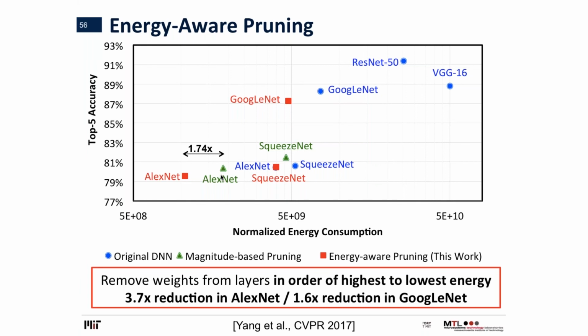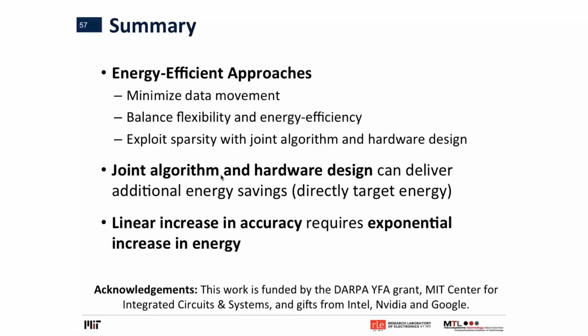So to summarize, we looked at various different energy efficient approaches. Primarily, if you care about energy, you're trying to focus on minimizing data movement. At the same time, you really need to balance flexibility and energy consumption. And you want to really exploit sparsity. Sparsity is something that's really coming into play in this space, both in the weights as well as in the feature activations.